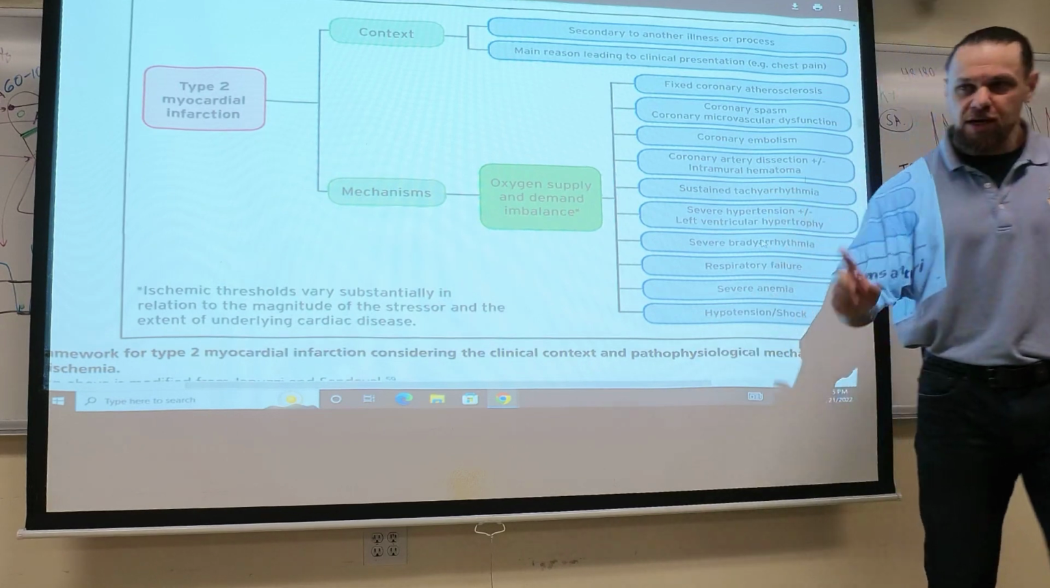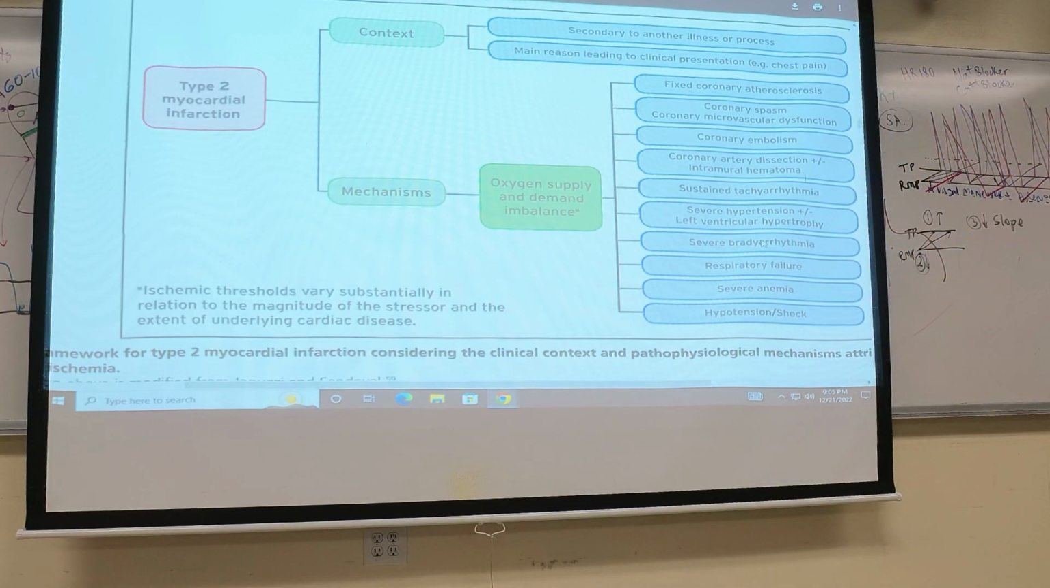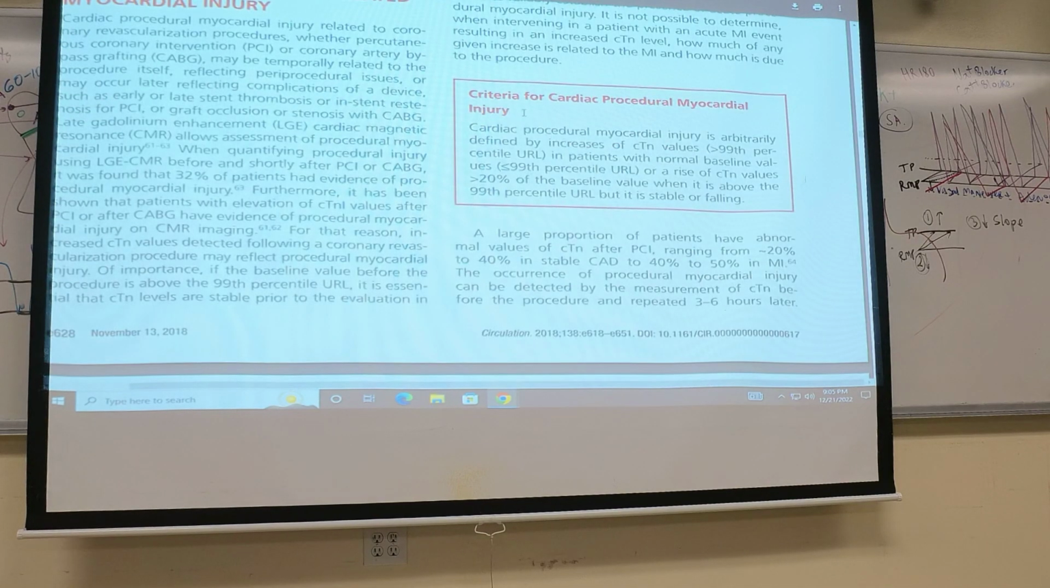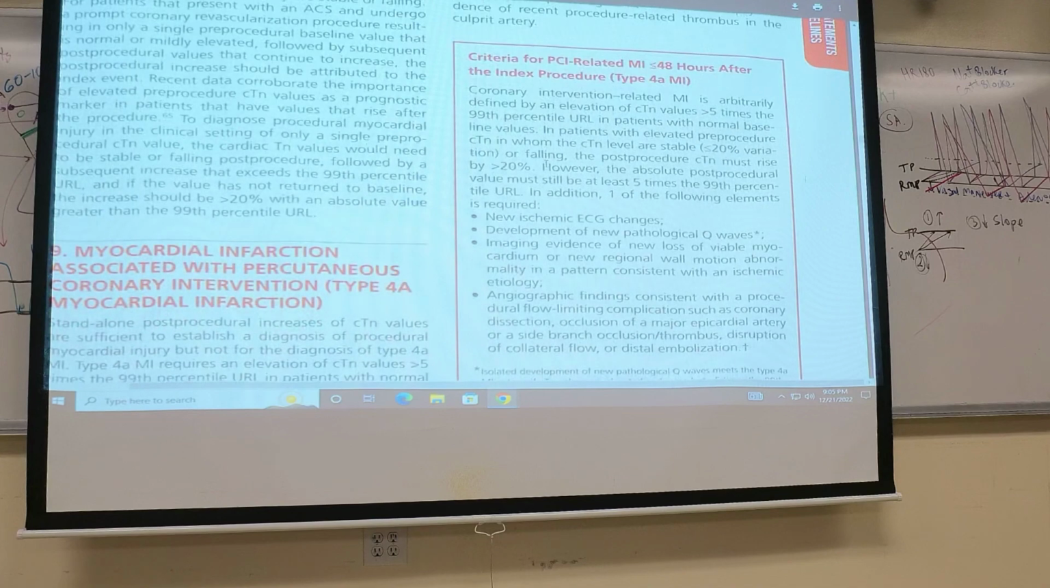And then the type 3, you should at least know up to type 3, right? The type 3 is essentially a patient who has sudden cardiac death, right? So where was the type 3?